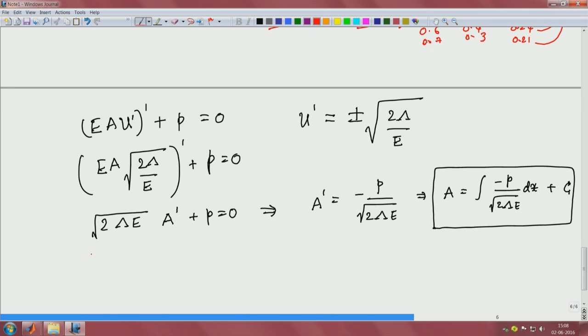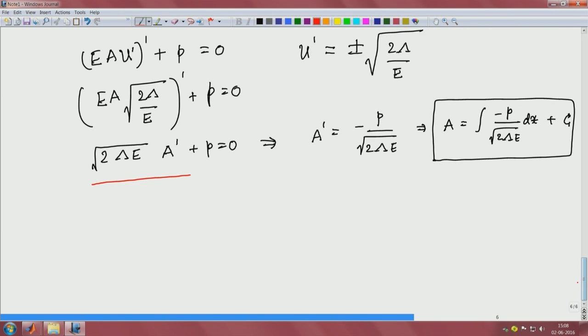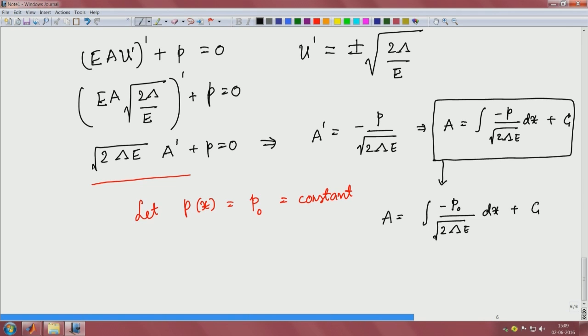Let us take a special case. Let p of x, it is actually a function that can vary whichever way you want, but let us take it to be some p0, some constant, that is, everywhere we are applying the same force p naught, right. If it is constant, then from here we can see a will simply be the integral of minus p naught, it is not p of x now, just constant, over 2 lambda E under square root dx plus c.